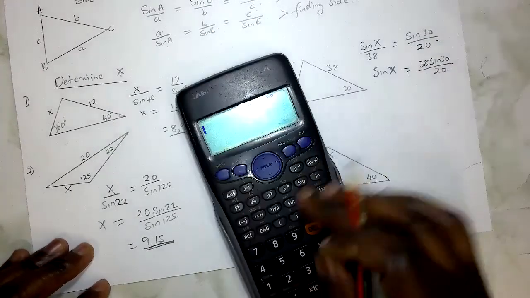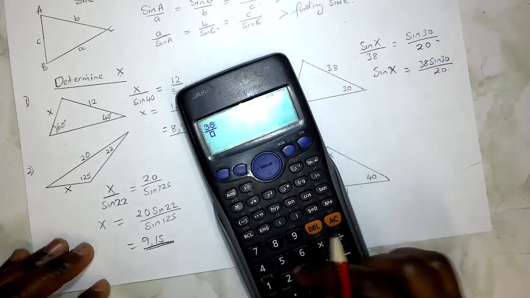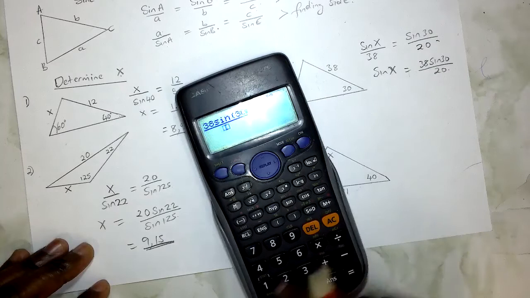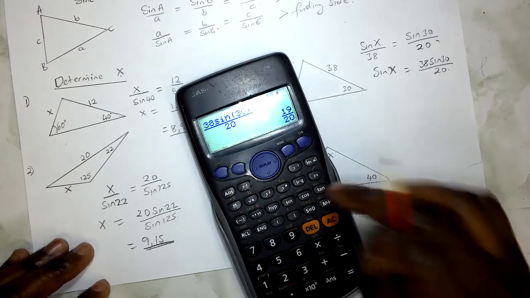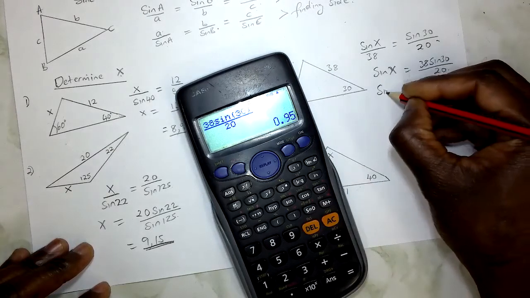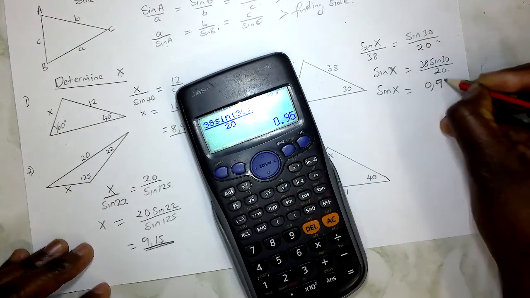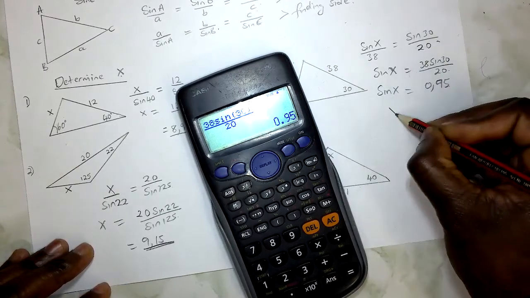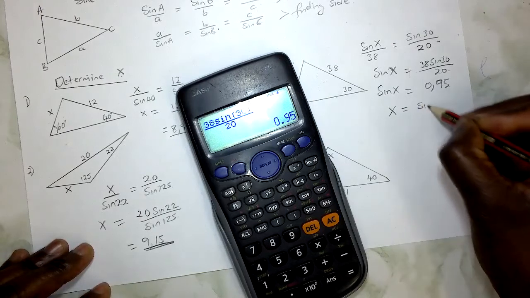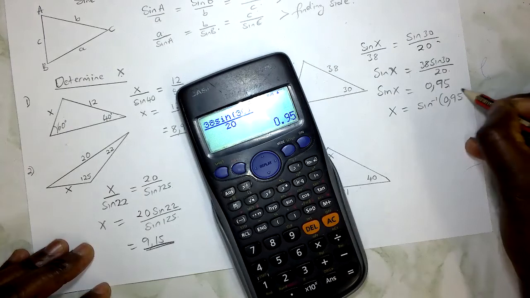So what do we do here? We punch it in: 38 sine 30, close it, divided by 20. What do we get? We get 0,95. So sine x is going to be equal to 0,95. And how do we get our x? Our x is going to be equal to arc sine of that, arc sine of 0,95. That's what you do.